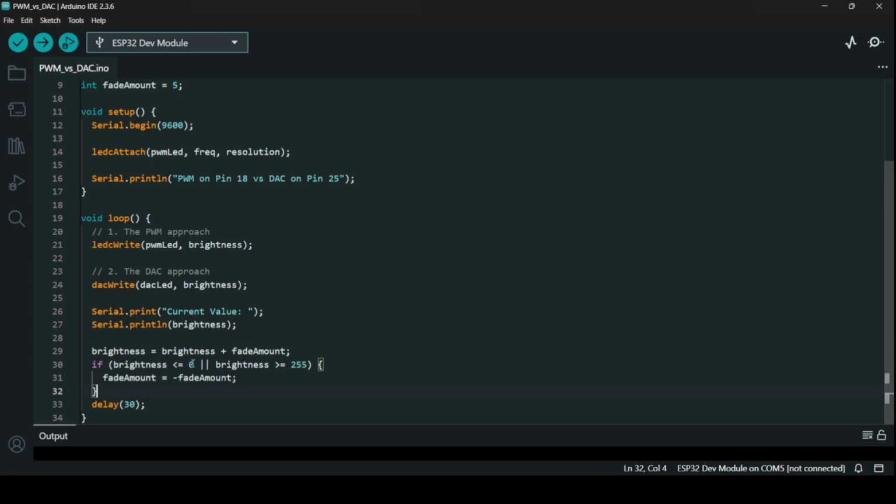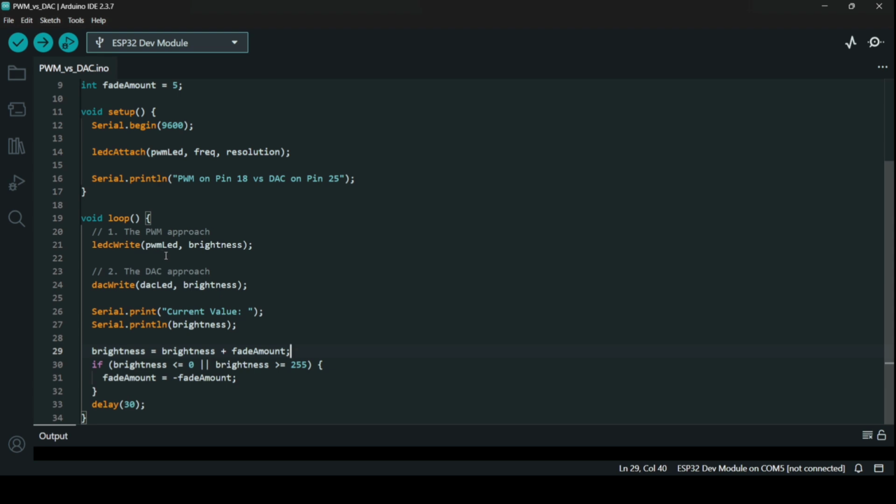Suppose the brightness level is less than 0 or greater than 255, then we are flipping the sign of the fade amount. It means, suppose the brightness is negative, then by flipping the sign, brightness will keep on increasing. And similarly, if the brightness is greater than 255, brightness will keep on decreasing. And we are increasing the brightness by this fade amount. Now one important point to note here is that instead of ledcWrite, we use the analogWrite function for generation of PWM signal in the case of Arduino.